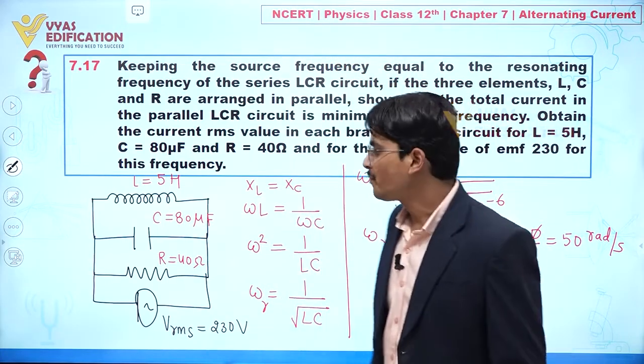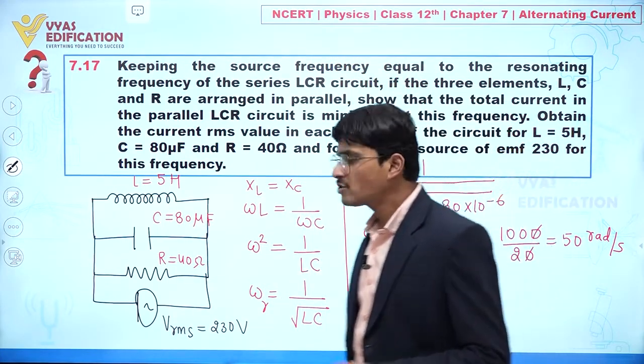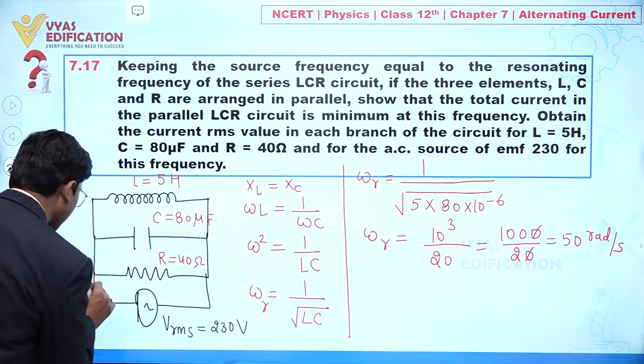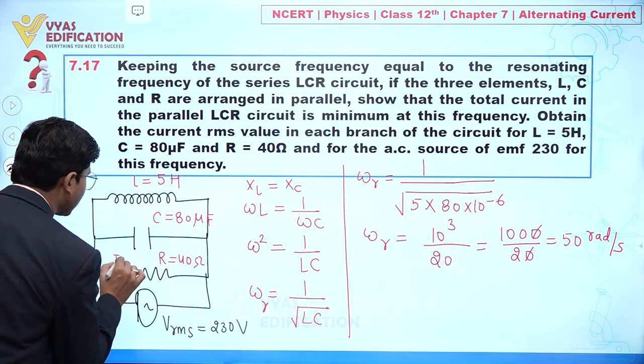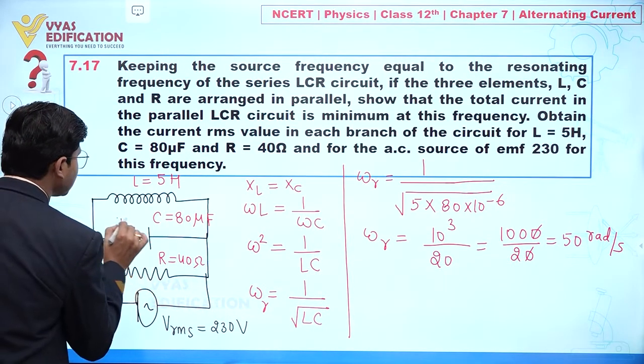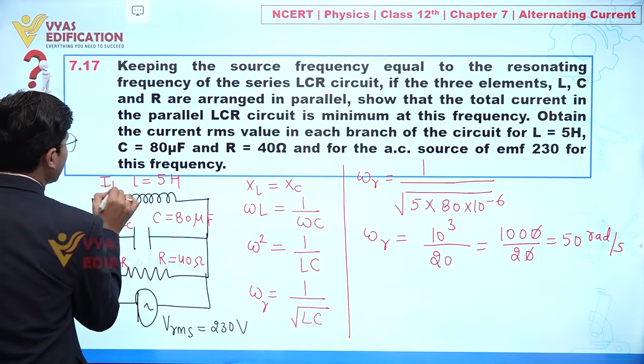Clear? And you know how we can write it. Let's suppose the current flowing through this source is IS. In this direction the current flowing is IR, this is IC, and this is IL.